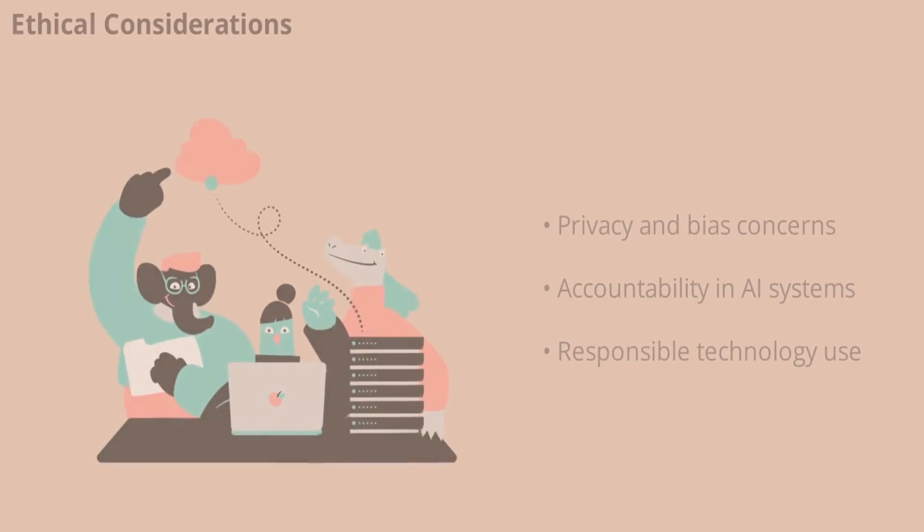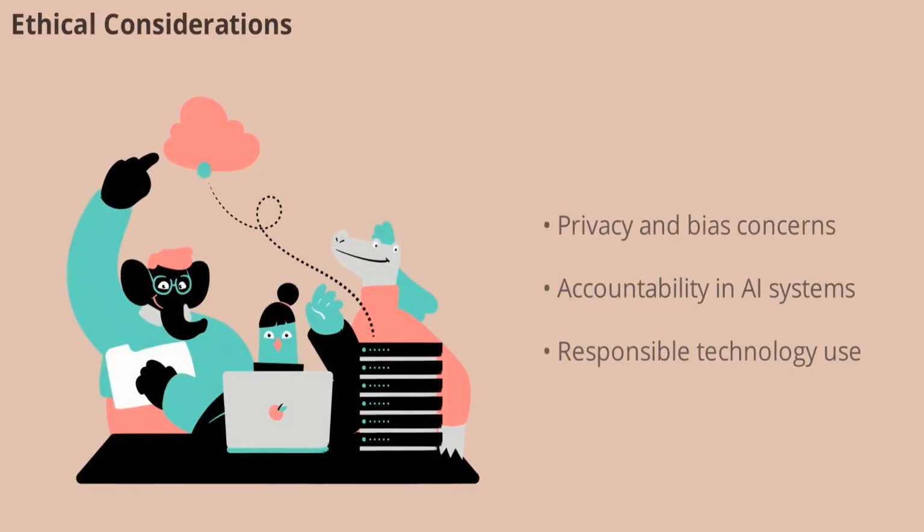As AI vision becomes more widespread, ethical considerations are increasingly important. Issues like privacy, bias, and accountability must be addressed to ensure that AI systems are used responsibly. Developers and users alike need to be aware of the potential impacts of AI vision, working together to create fair and trustworthy technologies.